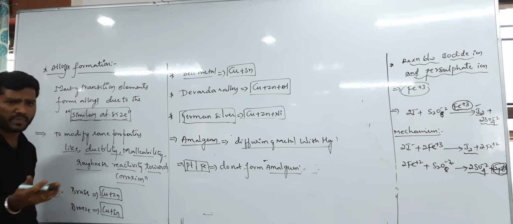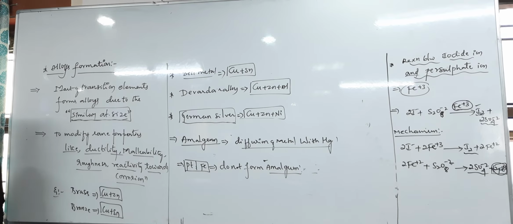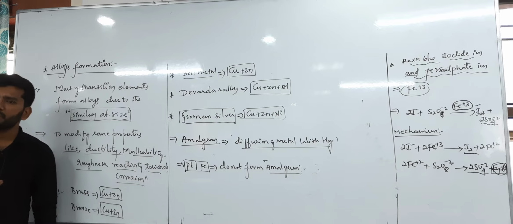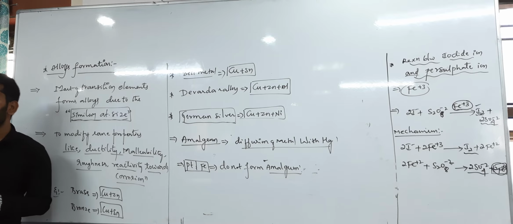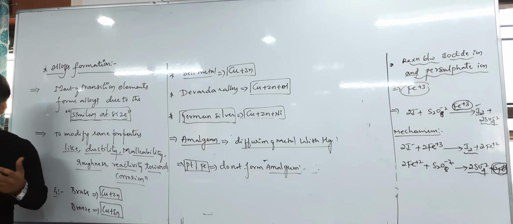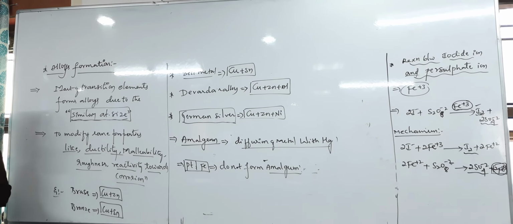But we have some metals like zinc, aluminium, and sodium. Sodium and zinc are the most familiar to us. Normally, we used sodium amalgam in the Castner-Kellner process in order to prepare sodium hydroxide. Okay, so we need to know all of these.